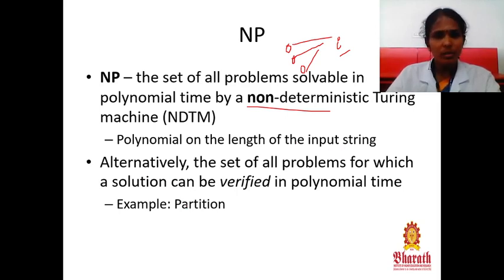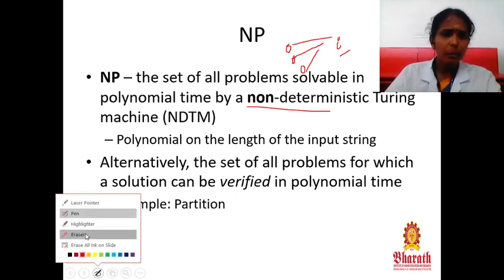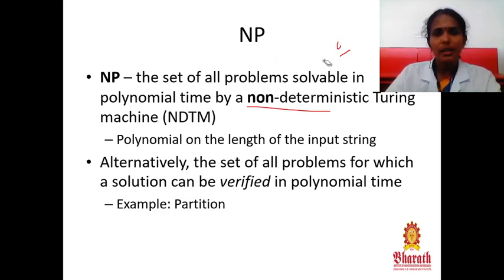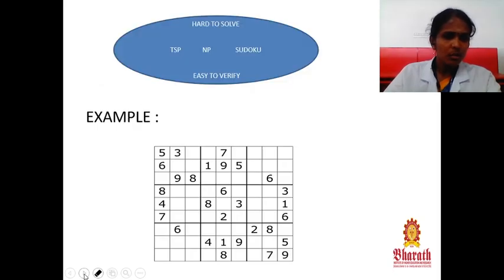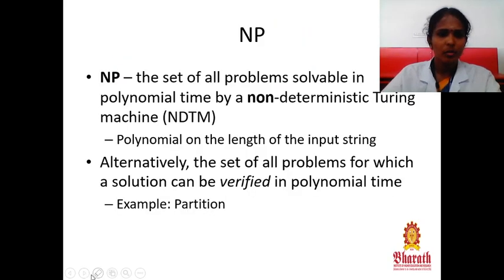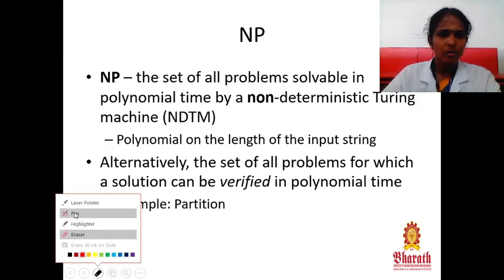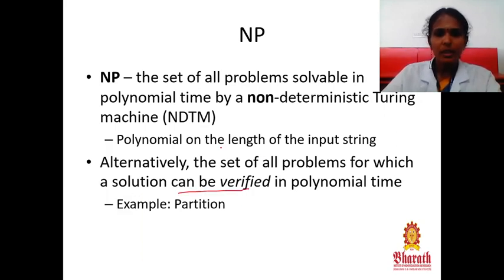Alternatively, NP is the set of all problems for which a solution can be verified in polynomial time. Here in NP class, it is easy to verify but hard to solve. Easy to solve and easy to verify is the P class. Here NP is hard to solve and easy to verify. Okay, that is the difference between NP class and P class.